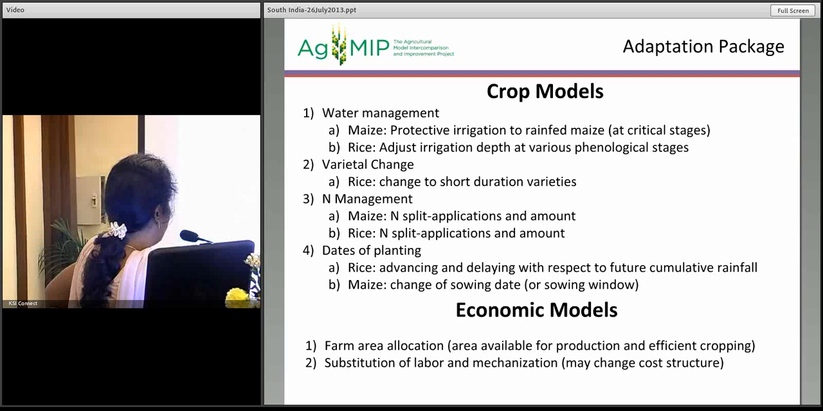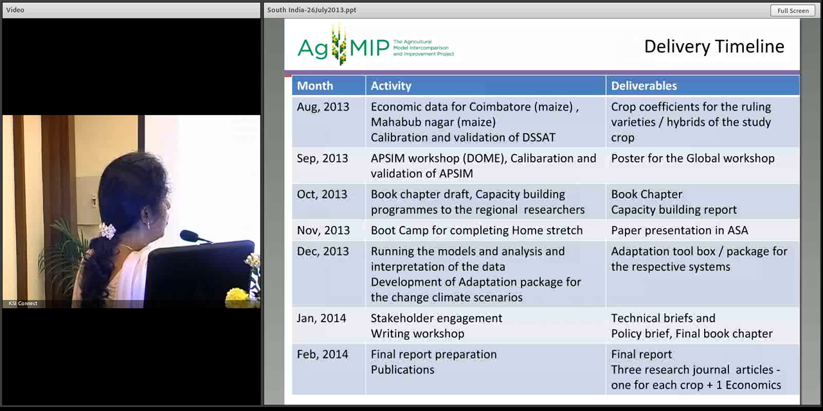And in November, a good time for completing the poster, and the paper presentation in ASA will also be completed. And in December 2013, we would run the model and do analysis and interpretation of the data, and development of adaptation practices for the climate change scenario, and then we would also go with an adaptation toolbox or packages for respective systems. So this is our idea.